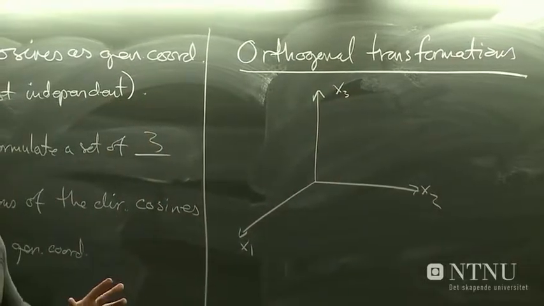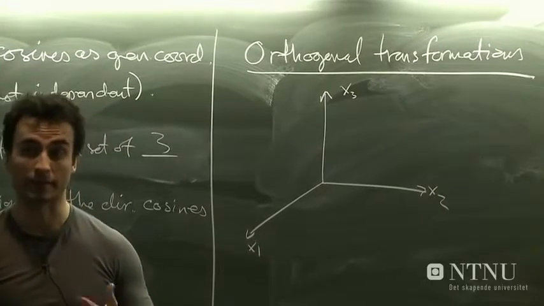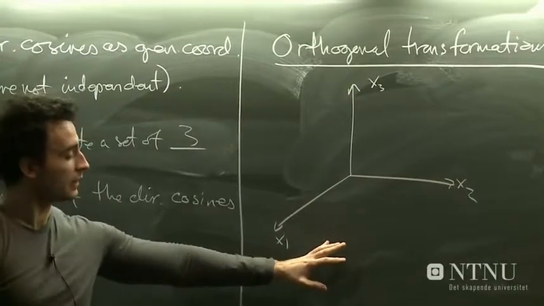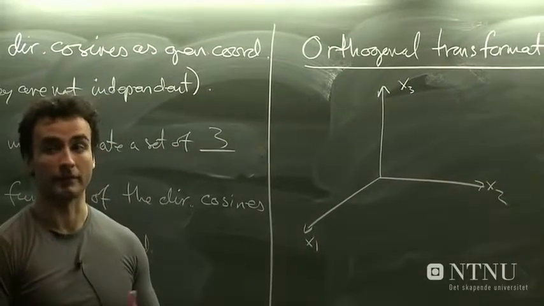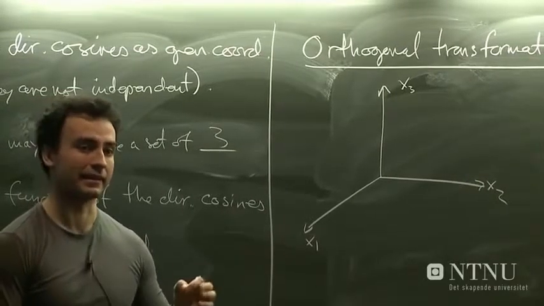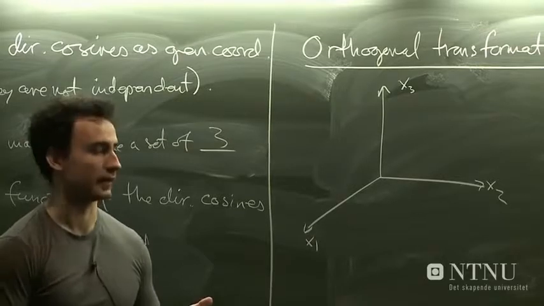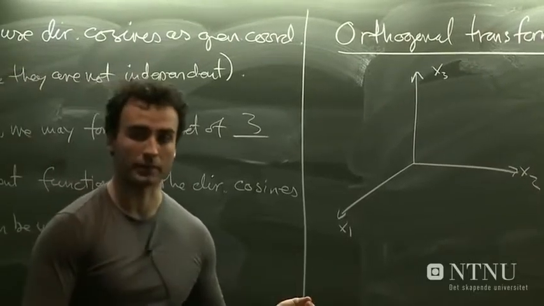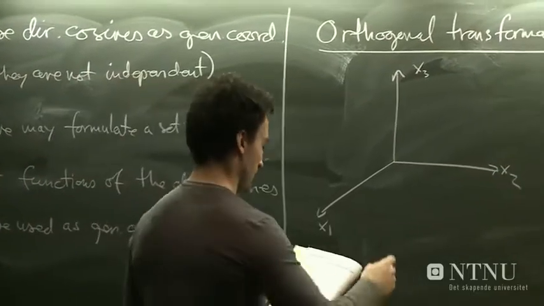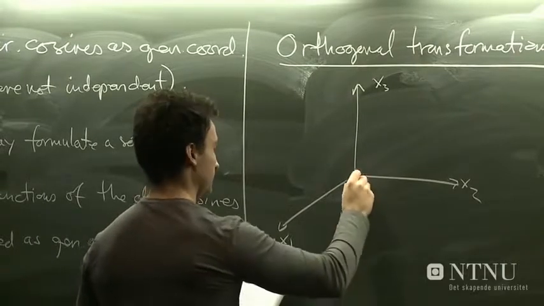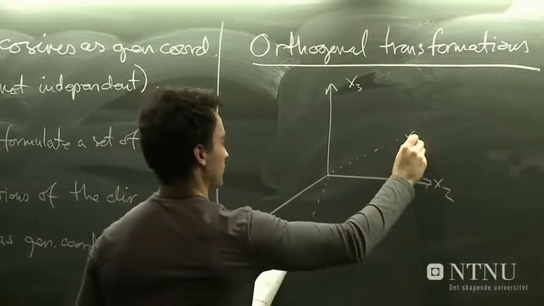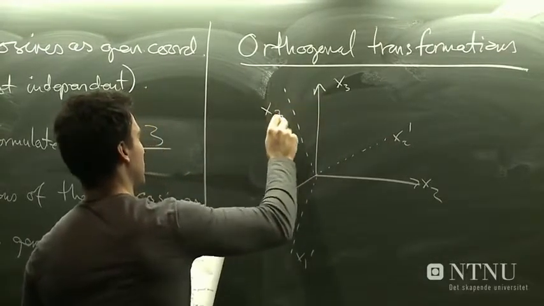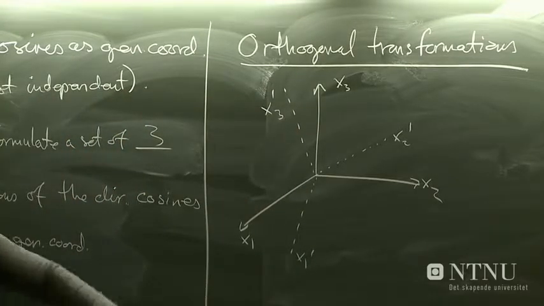So let me just change the notation slightly from x, y, z to x1, x2, and x3. The reason for this is simply that it's more convenient to use x1, x2, and x3 as the variables, because then we can just use, for instance, xj to describe each of them. It's easy to write summations with x1, x2, and x3 instead of x, y, and z. And then we have some rotated system, the prime system here.